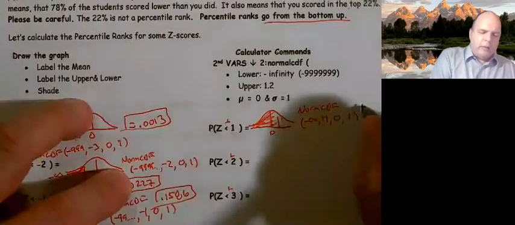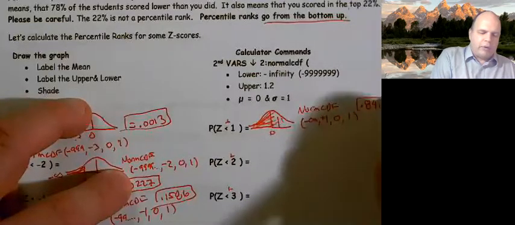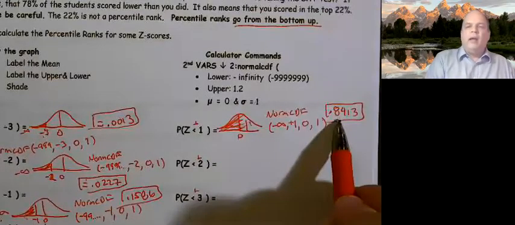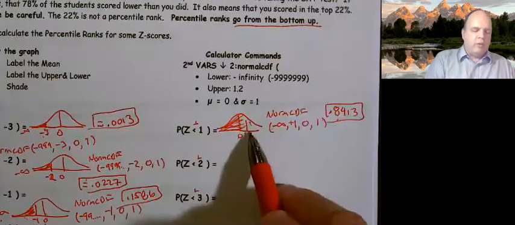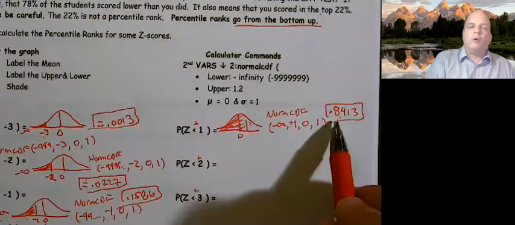And by the way, a lot of times if you get an error, that means you have something to turn off, either a stat plot or something in Y equals. So 84% is below positive 1. So if you are at 1 z-score, you're at the 84th percentile. 84% of the population scored lower than you.